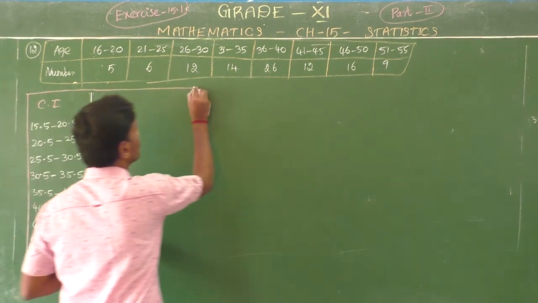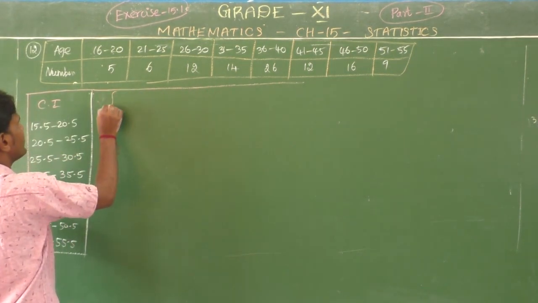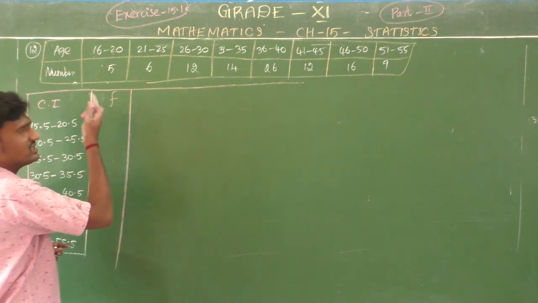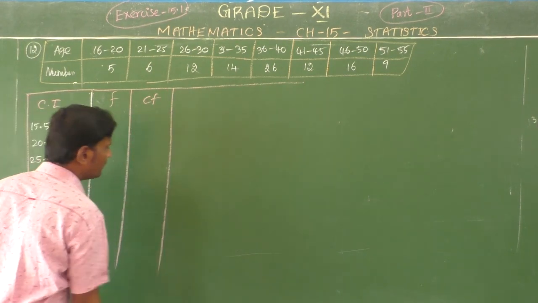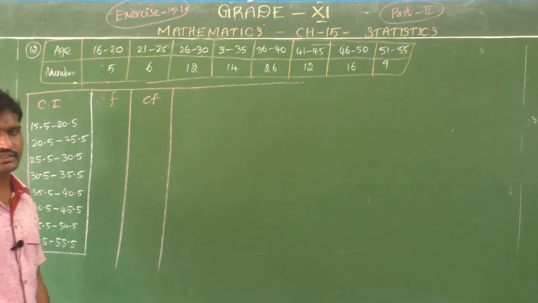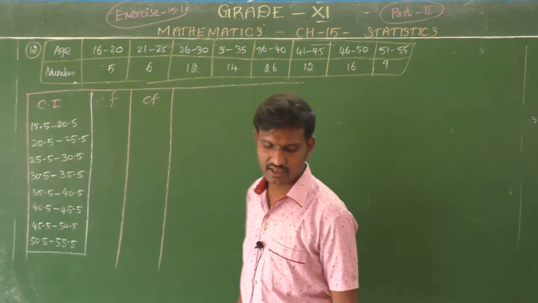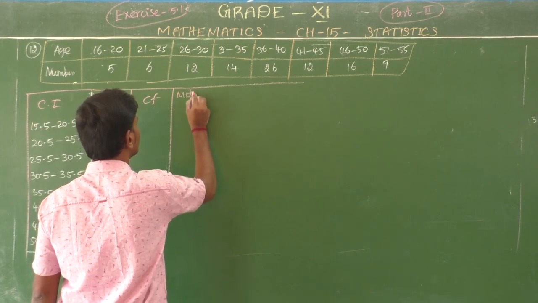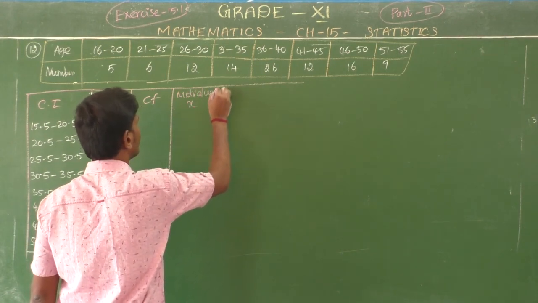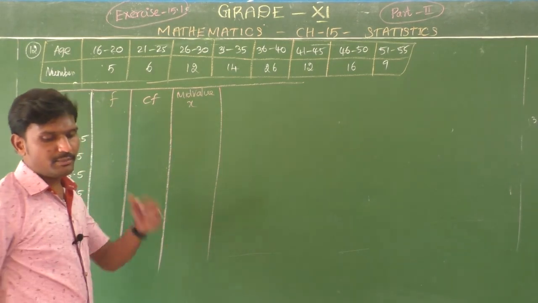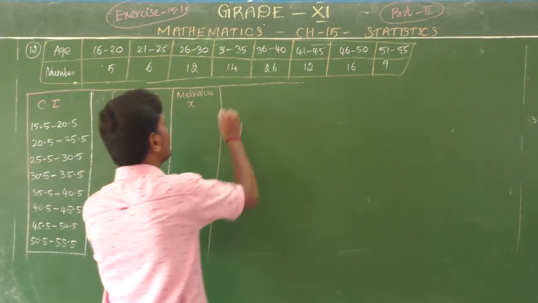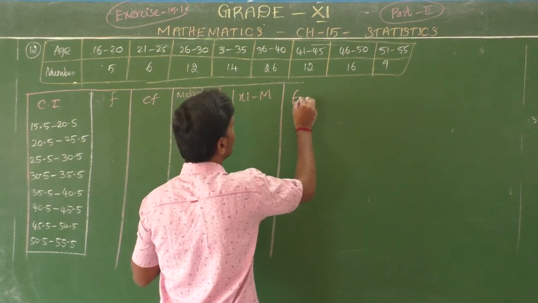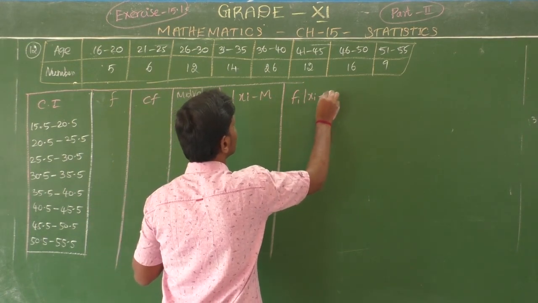Okay, and next what am I going to do? Next the frequency, and then the cumulative frequency. Why? Because here we are going to find the median. Yes, cumulative frequency. And the next column is the mid value x. After the mid value, the absolute value, that is modulus of xi minus M. Then finally fi into modulus of xi minus M.